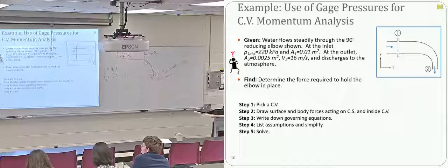And then because we're assuming that the velocities are uniform over the inlet and outlet areas, this just becomes rho V1. Here's our statement of conservation of linear momentum, right? The flux, yeah. So, next step.